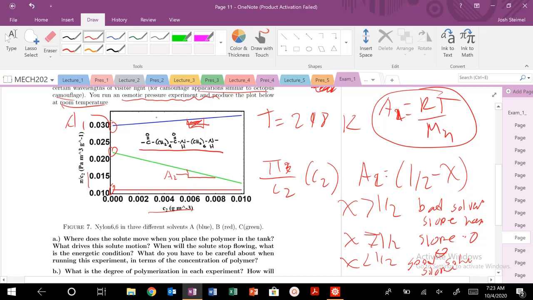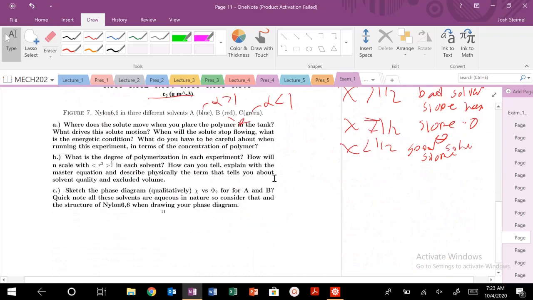So here, for blue, we are in alpha greater than 1. For red, we are in theta, and for green, we are in alpha less than 1. So we've already deduced a lot of what's going on here. So let's answer some of the questions.